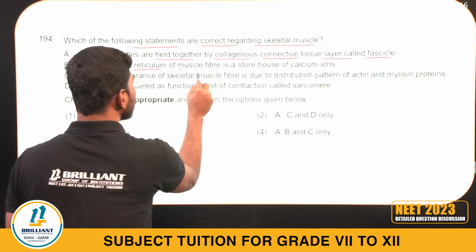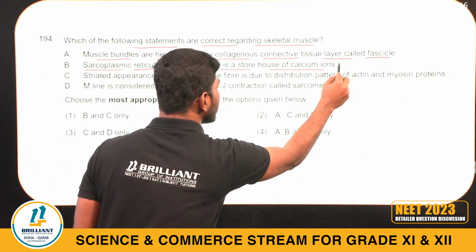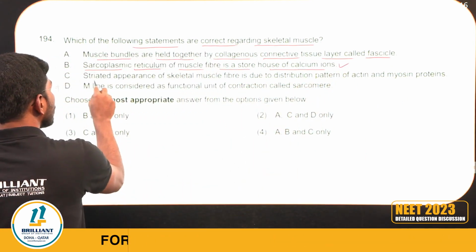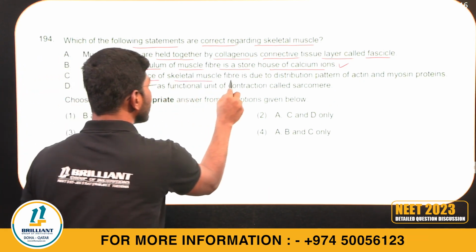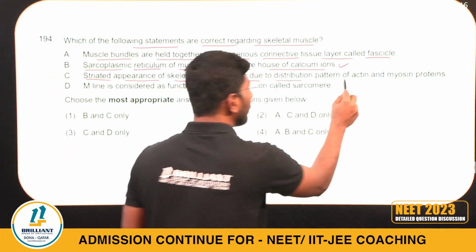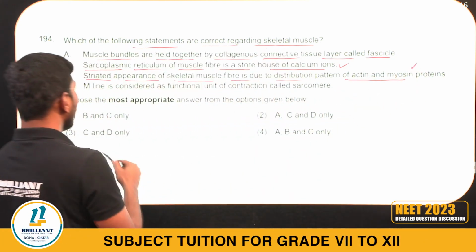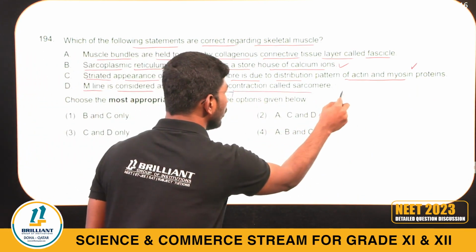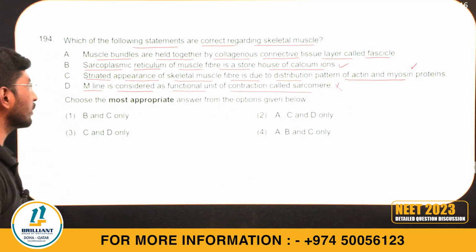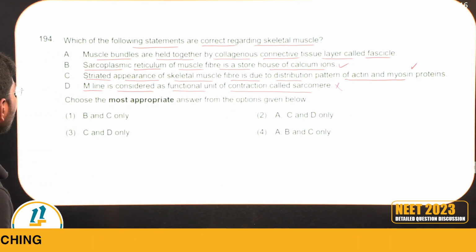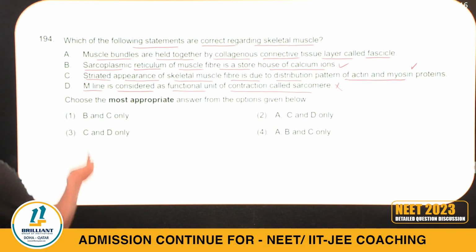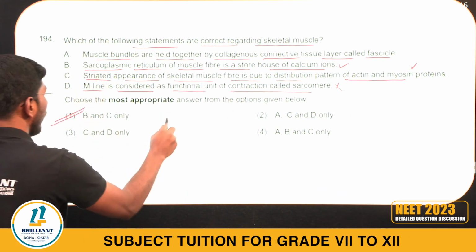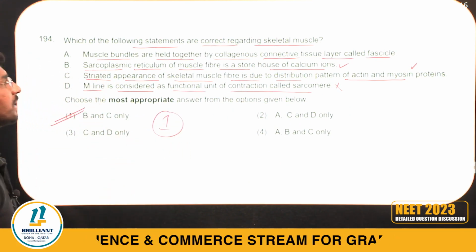Sarcoplasmic reticulum, the muscle fiber storehouse of calcium, absolutely correct. Striated appearance of skeletal muscle fiber due to the distribution pattern of actin and myosin, correct. M line is considered the functional unit of the contractor? No, Z line is considered the functional unit. Shall I go with BC? Yes or no?